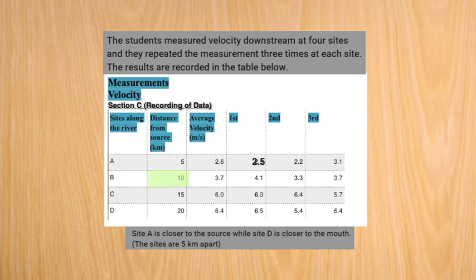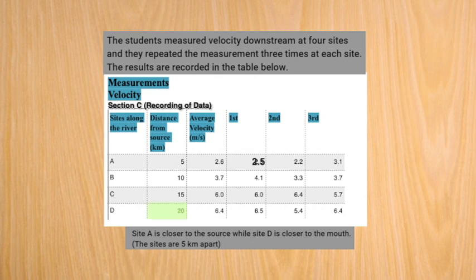Site B is 10 kilometers from the source. The first measurement was 4.1 meters per second. The second measurement was 3.3 meters per second. The third measurement was 3.7 meters per second. Site C is 15 kilometers from the source. The first measurement was 6.0 meters per second. The second measurement was 6.4 meters per second. The third measurement was 5.7 meters per second.